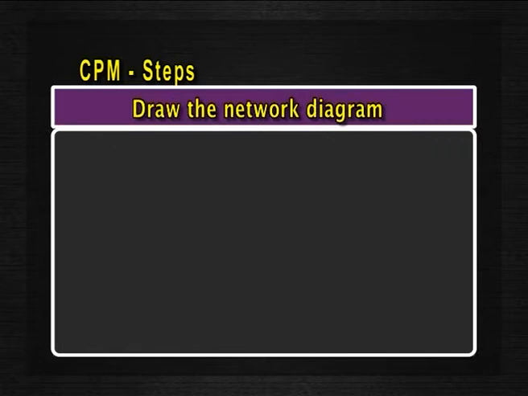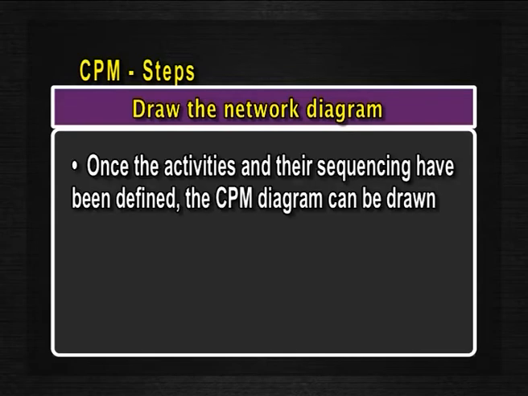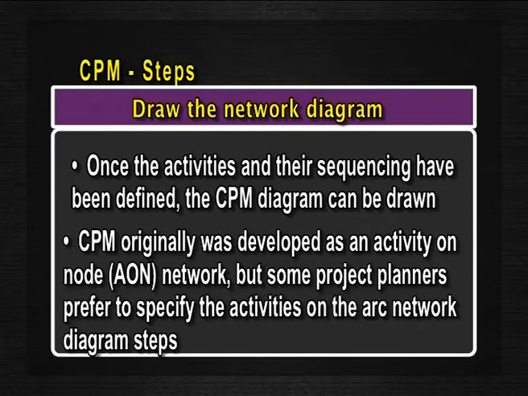Next is to draw the network diagram. Once the activities and their sequencing have been defined, the CPM diagram can be drawn. CPM originally was developed as an activity on node, that is AON network, but some project planners prefer to specify the activities on the arc.